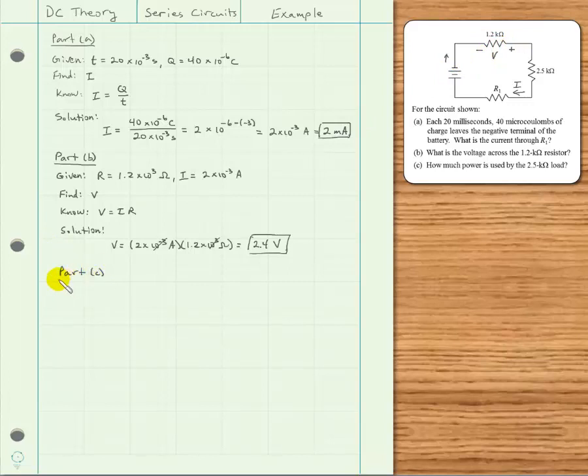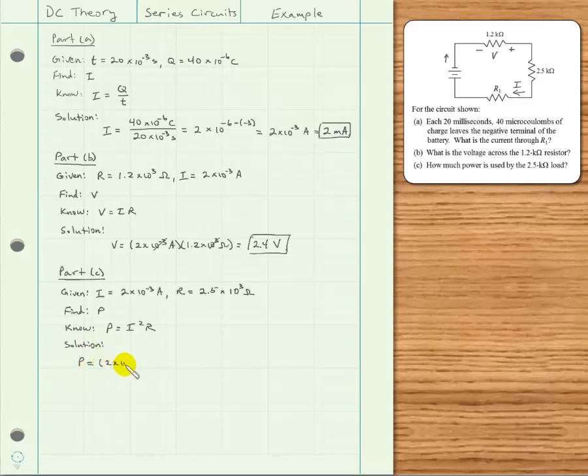Now for part C, how much power is used by the 2.5 k-ohm load? Here's the 2.5 k-ohm load. What do we know about that resistor? Well, we know the current through it. The current is the same everywhere in this series circuit, so that's 2 times 10 to the negative 3 amps. And the resistance in this case is 2.5 times 10 to the third ohms. We need to find the power, P. So what do we know that relates power, current, and resistance? Well, we recall that power can be written as current squared times resistance, and that relationship will be useful for solving the last part of this problem.